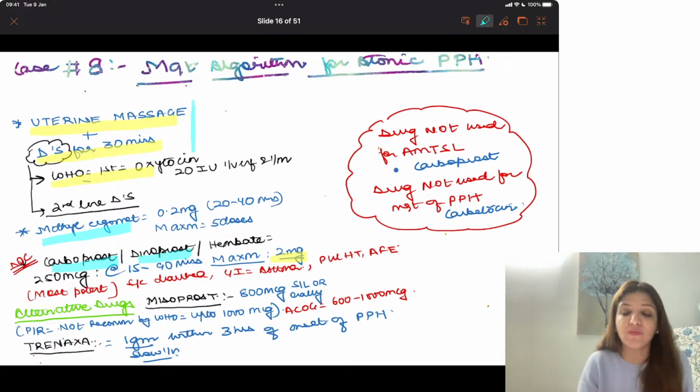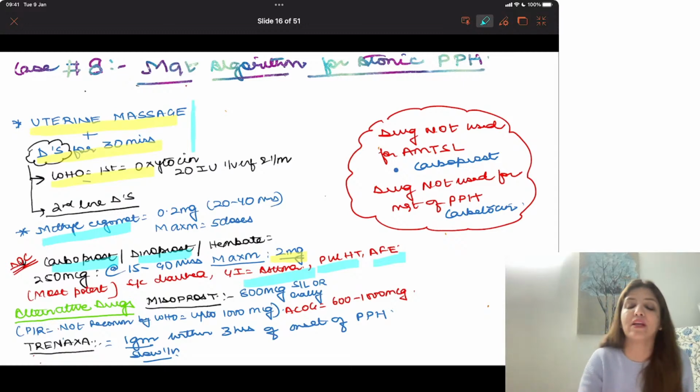Now, the side effect of dinoprost or carboprost is diarrhea. It is contraindicated in asthma. That, you always remember. But two things which you forget is that it is also contraindicated in patients of pulmonary hypertension and amniotic fluid embolism. The alternative drug which you can give is misoprostol. The dose of misoprostol for treating PPH is 800 micrograms sublingual or orally. Now, this is the dose which is recommended by WHO.